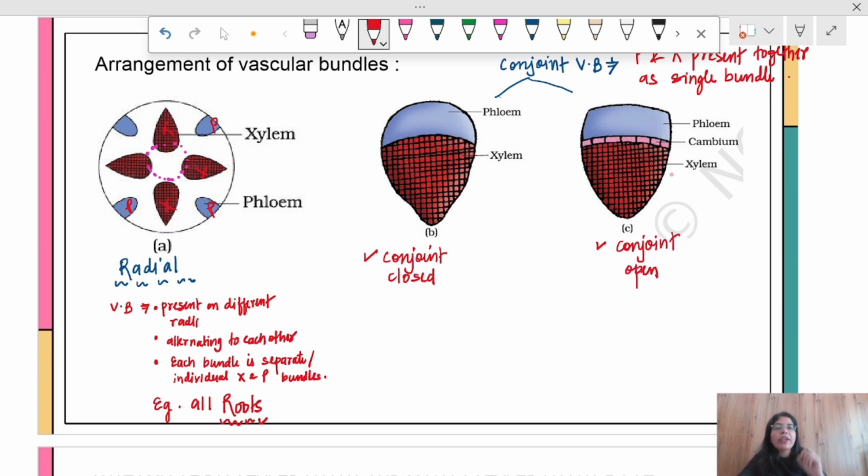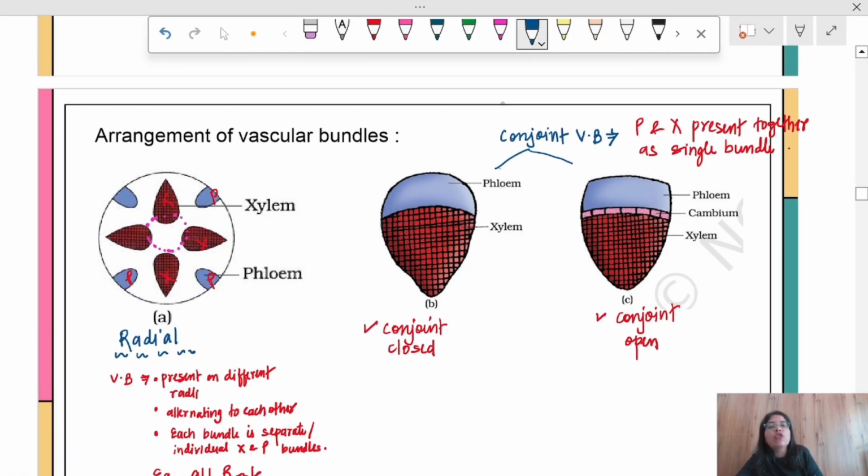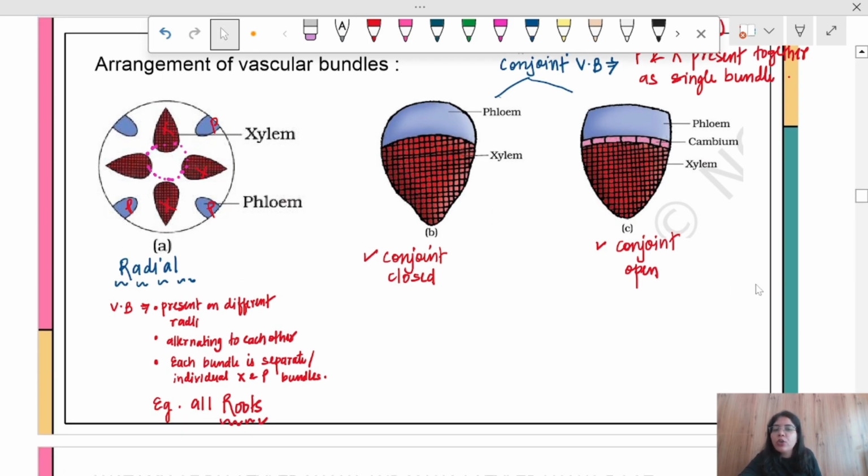Okay, this kind of arrangement where phloem is always towards the outer side or facing the periphery, and xylem is facing the inner side or towards the pith side, this is called collateral also. So I can write this is conjoint and this is collateral. What is the meaning of collateral? Collateral means phloem on outer side, xylem on inner side. So these are conjoint, collateral. This is conjoint closed, this is open.